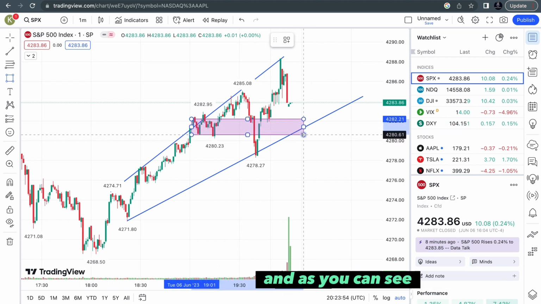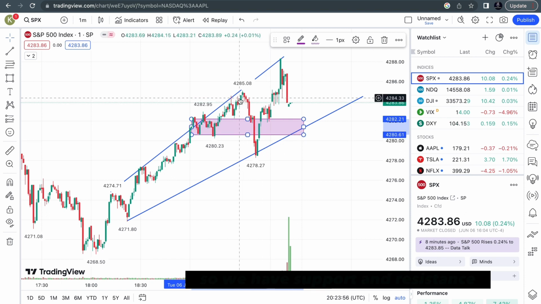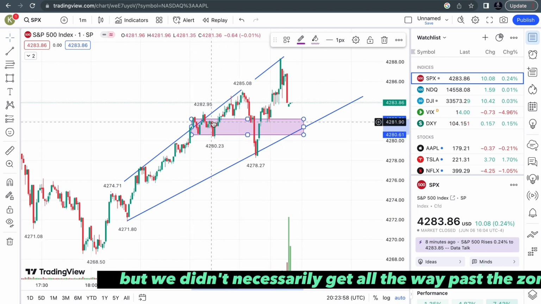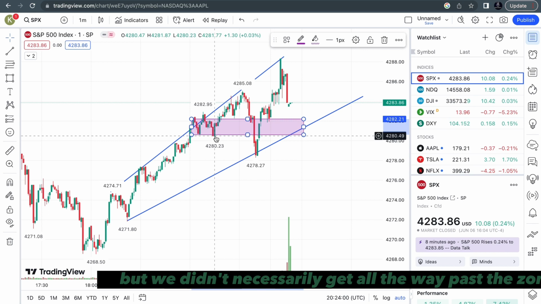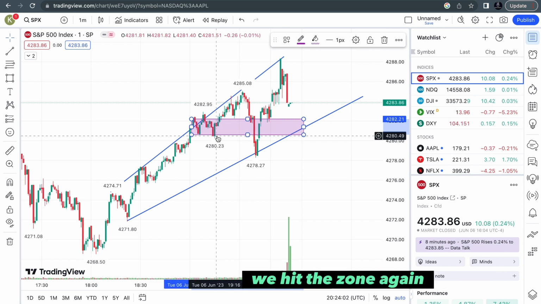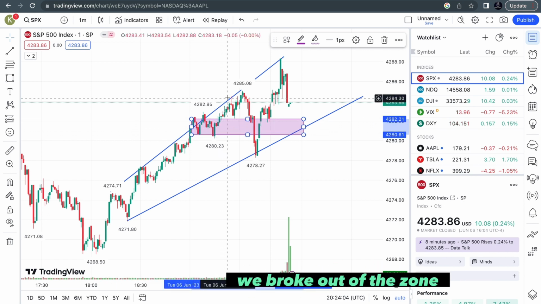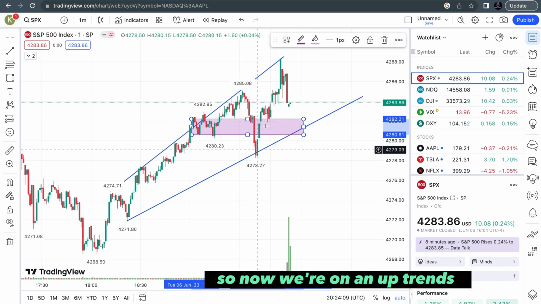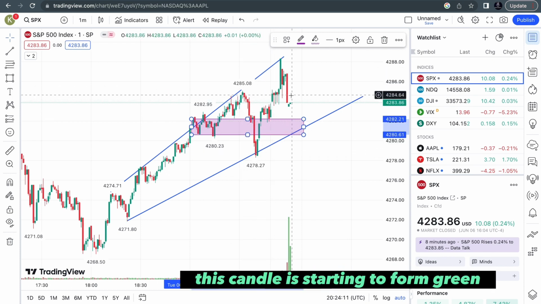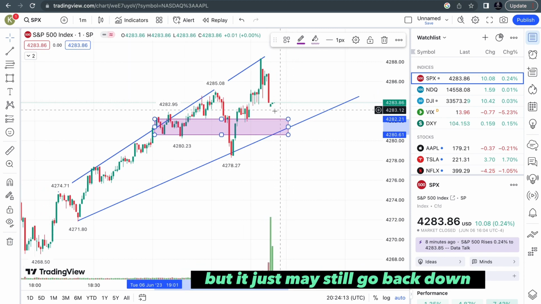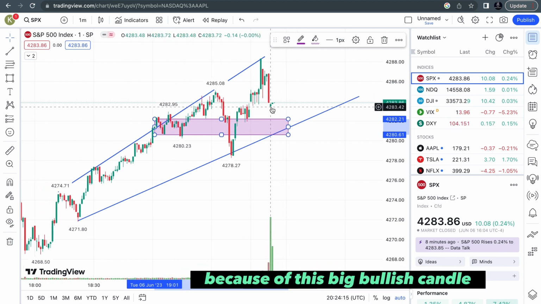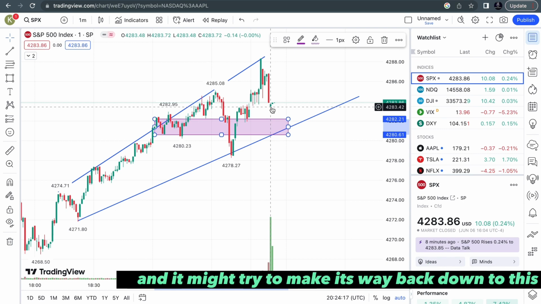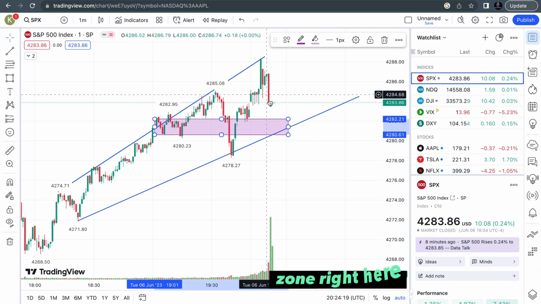And as you can see, so we have support and resistance. We broke down, but we didn't necessarily get all the way past this zone. We went back up, we hit the zone again, we broke out of the zone, and then we came back up, guys. So now we're on an uptrend. This candle is starting to form green, but it just may still go back down because of this big bullish candle, and it might try to make its way back down to this zone right here.